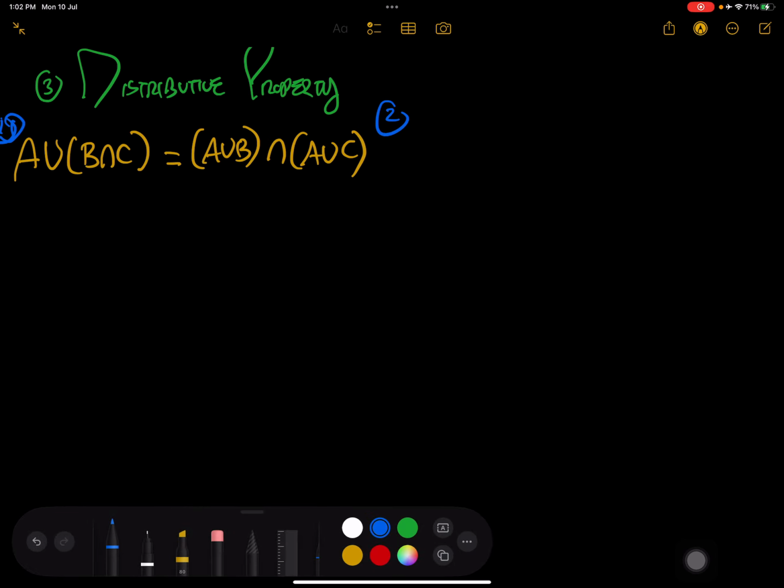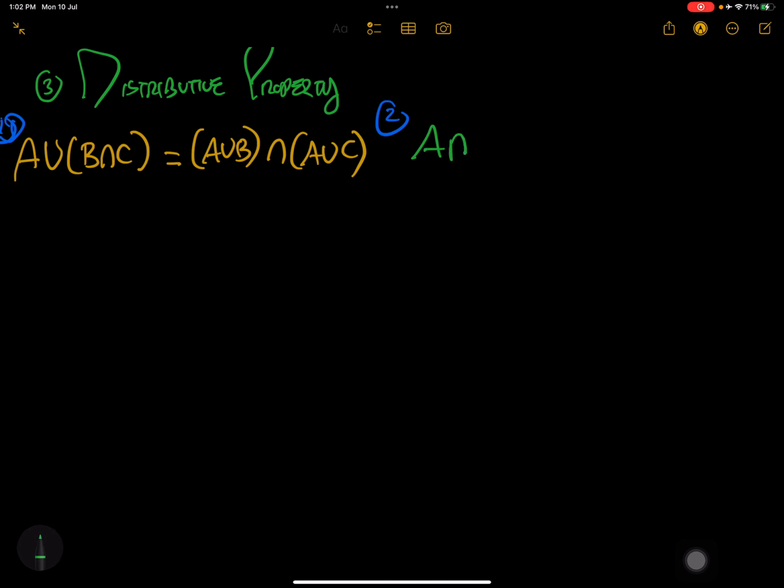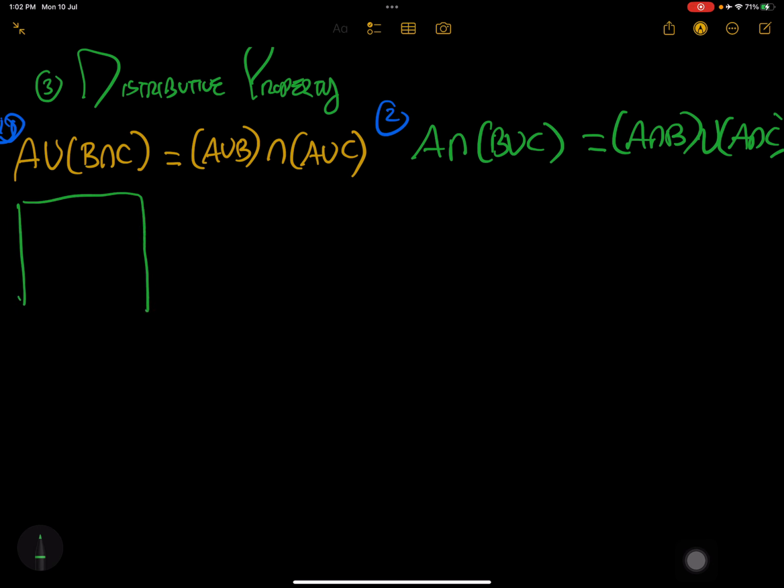And then the second one says, if you have, let me use what color? I think I should use green. It says if you have A intersecting with B union C, it's equivalent to A intersection B union A intersection C, like this. Beautiful.